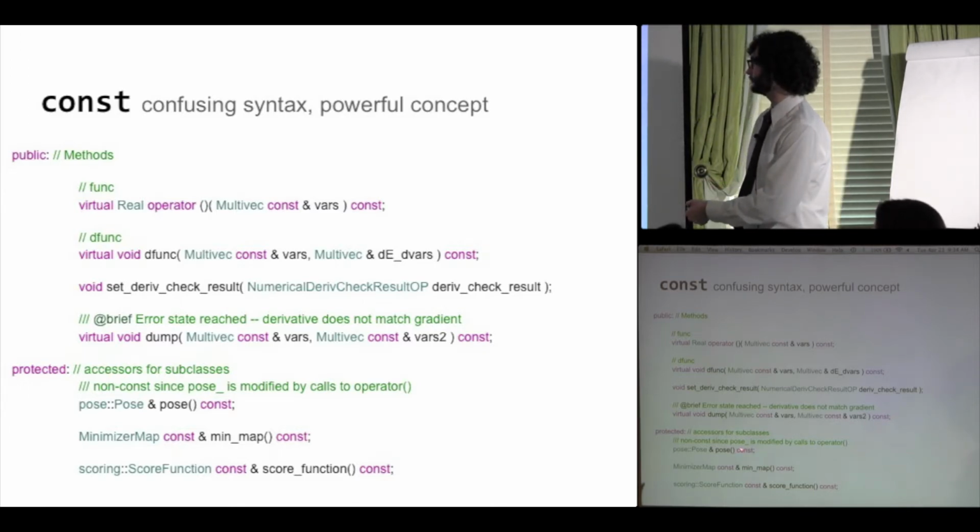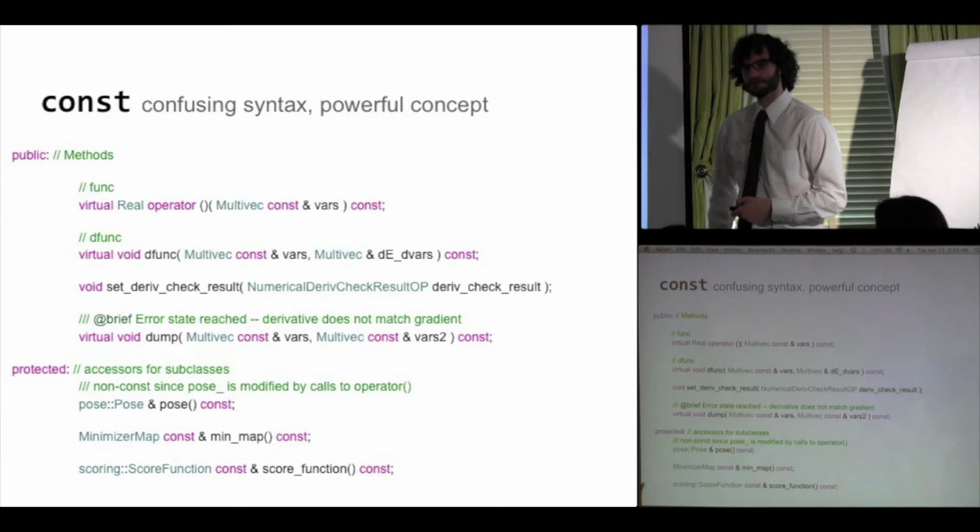This is too. So pose is, okay. This is a function, see the parenthesis. So pose is returning a reference to a pose object. So the return type is a pose reference. The function's called pose, and it's const. Okay, so what you're returning, the pose reference, is not const.